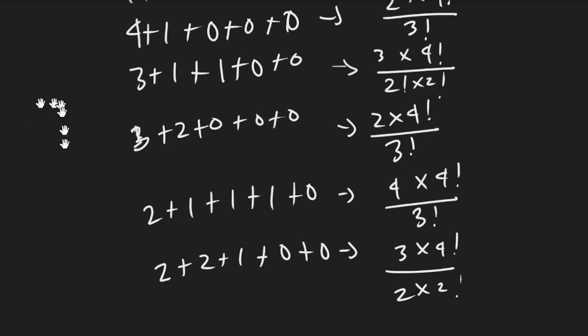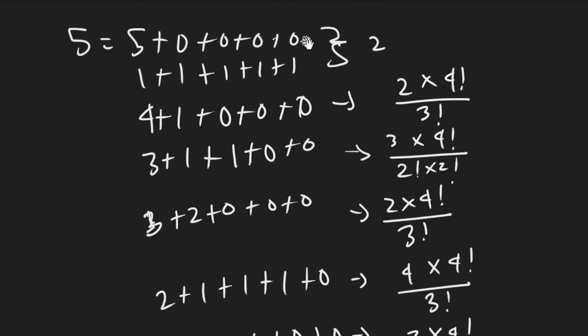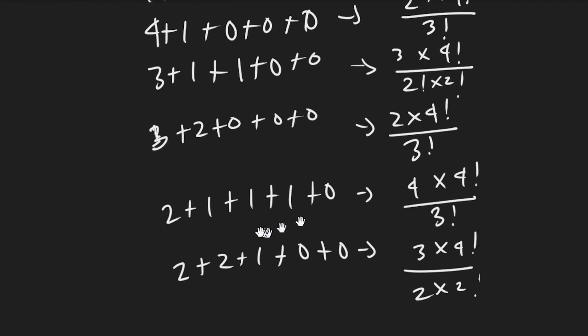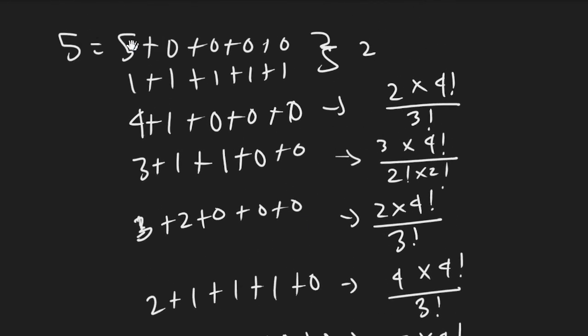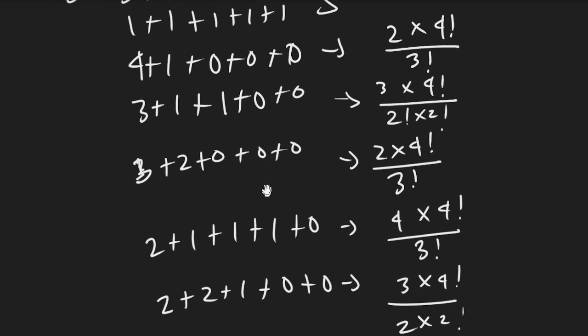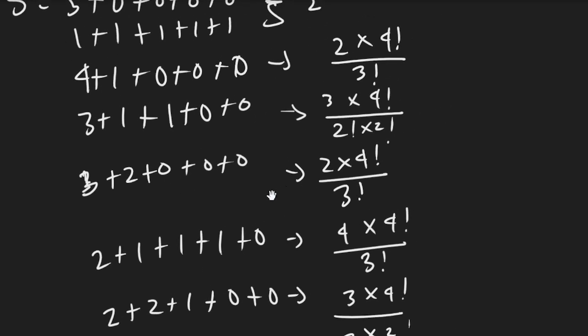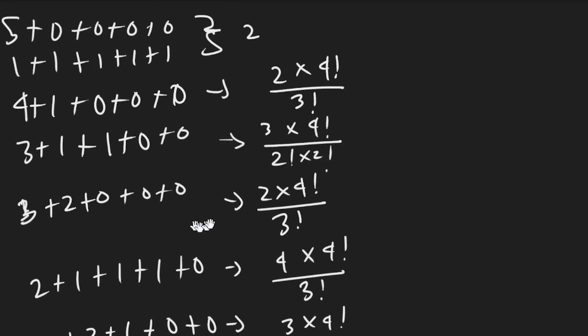And what more can we do? So we have 50000, 41000, 31100, 32000, 21110, and 22100. These are all the forms that we can have. So we already have that. Now let us compute each one of these.